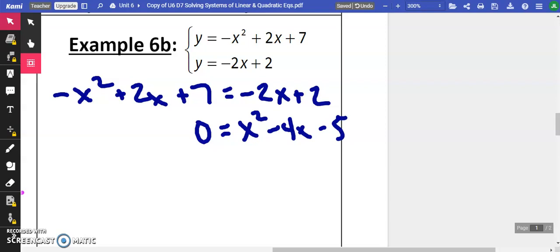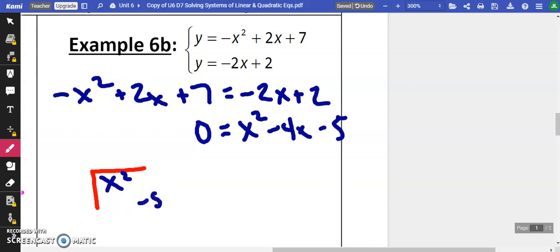Of course, this time it will factor because I can multiply 5 and 1 to get 5, and then if I make one of them negative, it will add up to negative 4. So we'll go ahead and fill in our box by carrying down the x squared on the top row, the negative 5 on the bottom row. And then, like we said, we're going to split the middle term into minus 5x plus 1x.